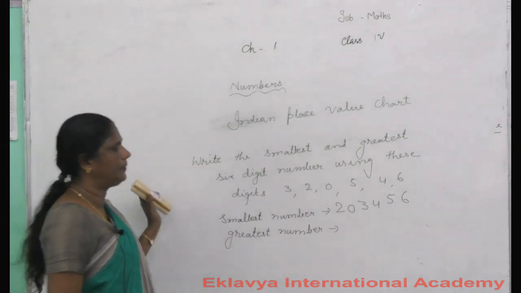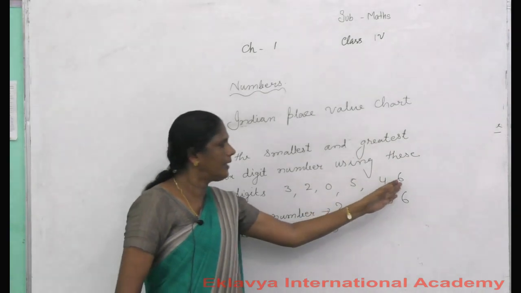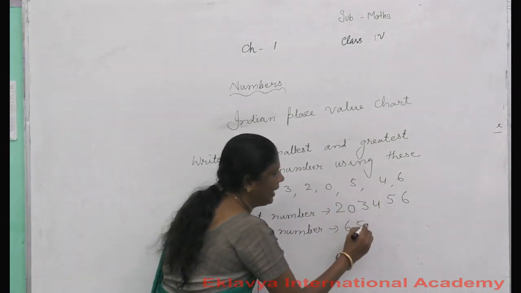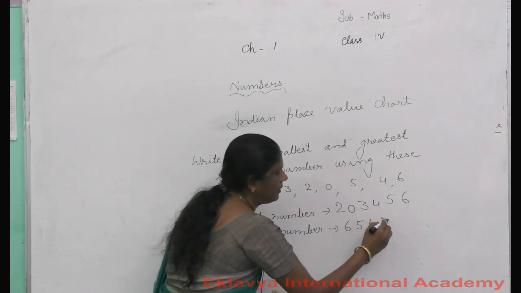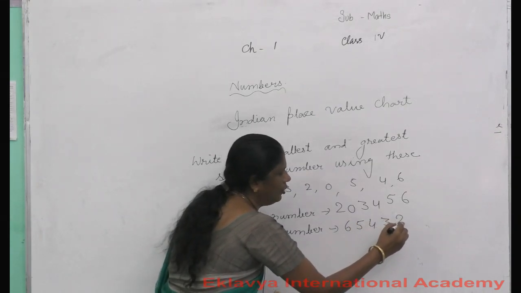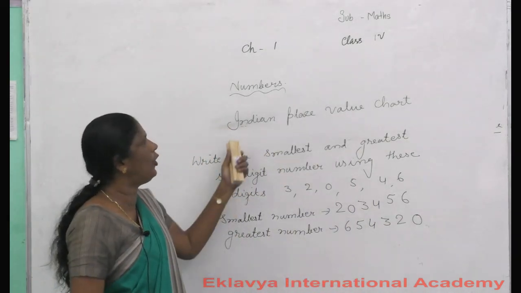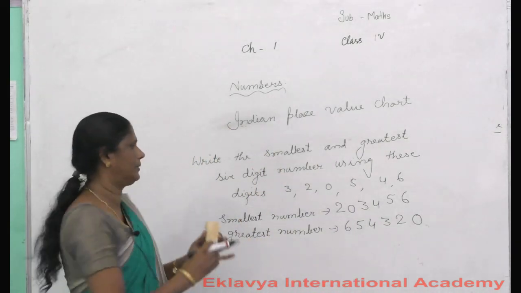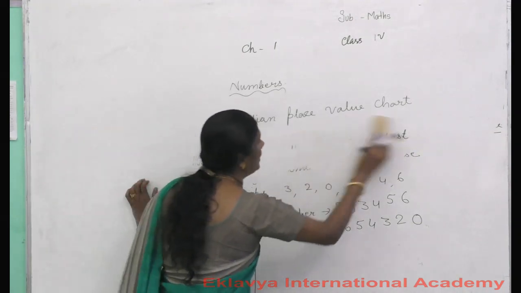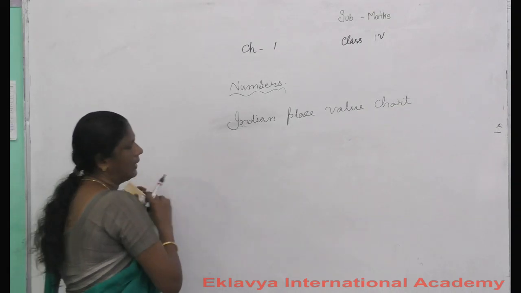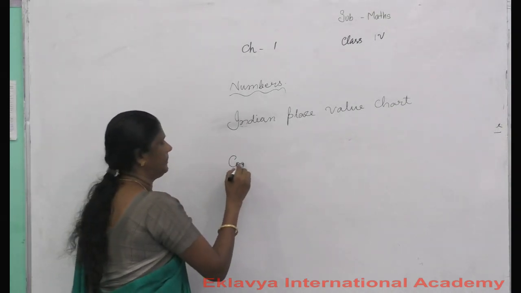Greatest number. Which digit is the greatest? 6, then 5, then 4, then 3, then 2, then 0. Here is the formation of a number. Then comes comparing the numbers. How to compare the numbers?